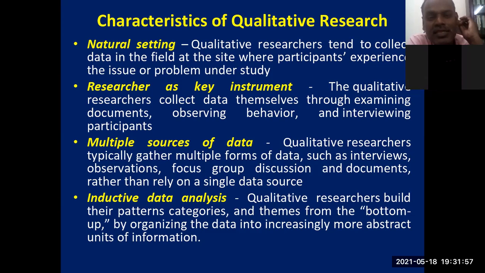The qualitative researchers collect data themselves through examining documents, observing behaviors, and interviewing the participants, because the researcher himself is the key facilitator. So he himself is involved in examining certain secondary documents, he himself observes the behaviors of the participants, and also interviews the participants himself or herself. So you are going to do the data collection.